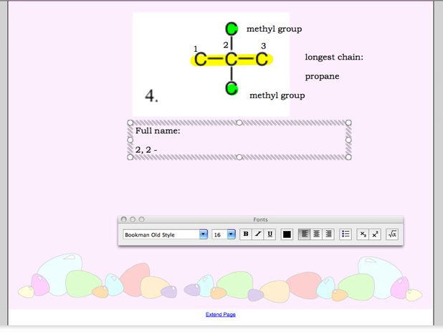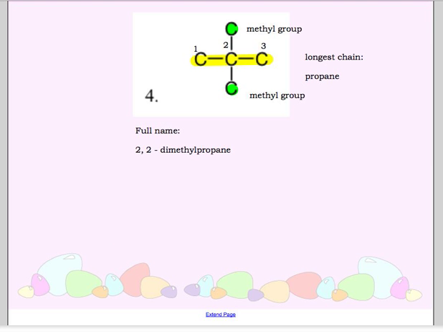that's where your prefixes are going to come in. So what we're going to do, this guy is called a dimethyl. So we have a 2,2-dimethyl, and then we put our propane at the end. And so then your full name here is 2,2-dimethylpropane.